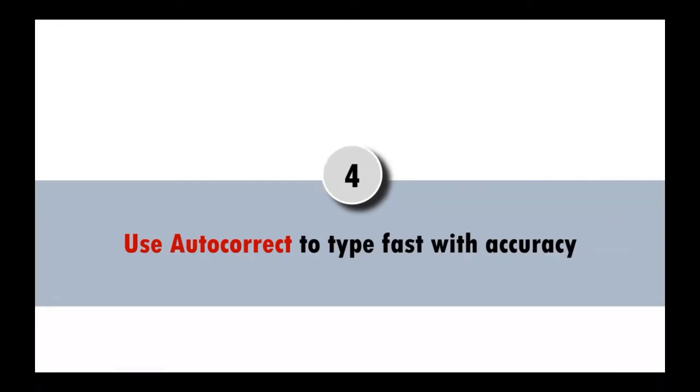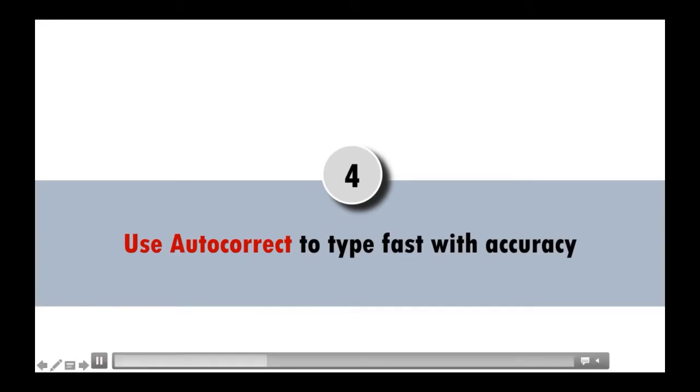Number four is use autocorrect to type fast with accuracy. Sometimes there are very difficult words, and you are preparing a big presentation or document, and there are some complicated words which are repeating again and again, and it takes time to type them. So how can you replace a big, difficult and complicated word with a short word? Let's start and see how we can do it.